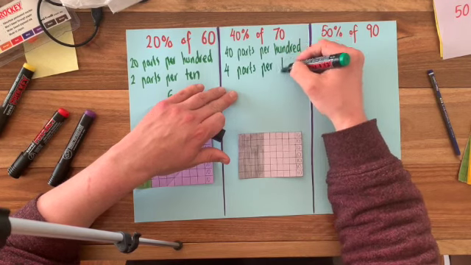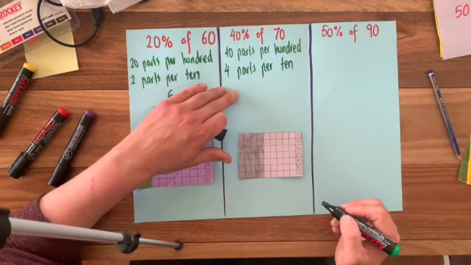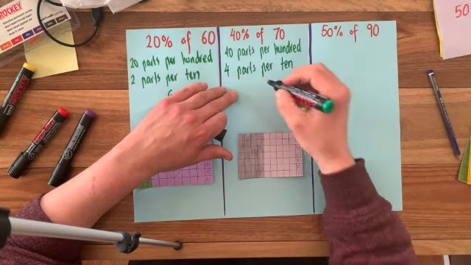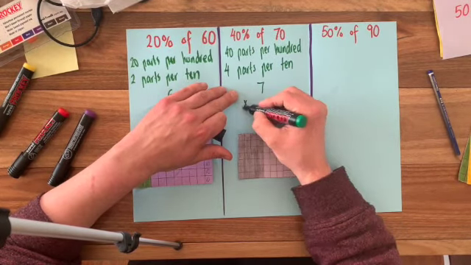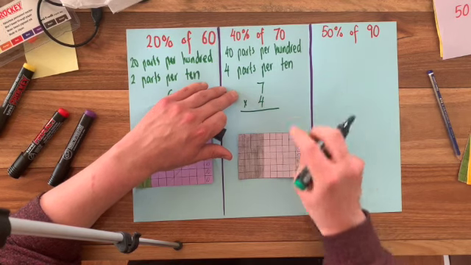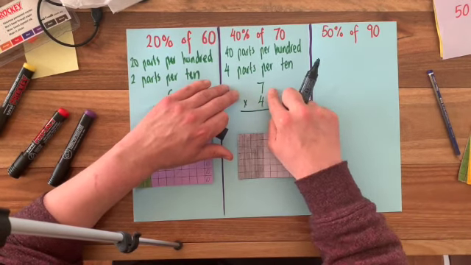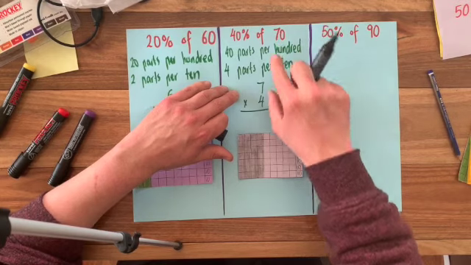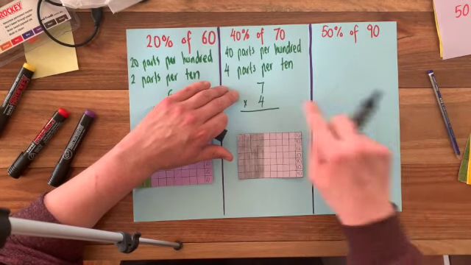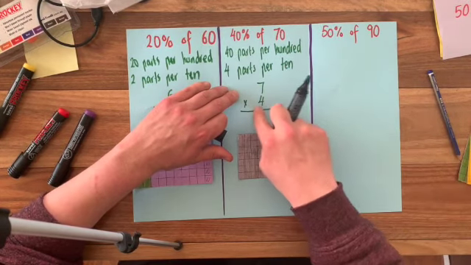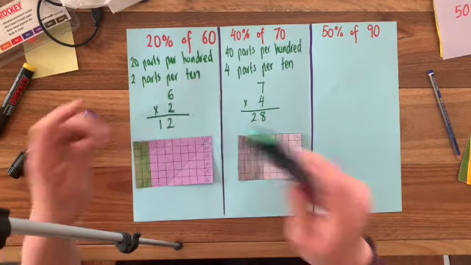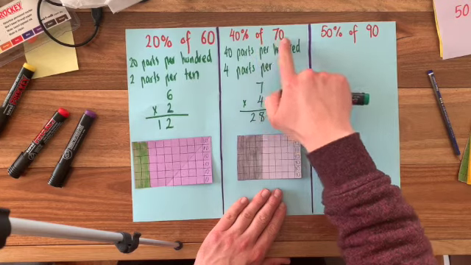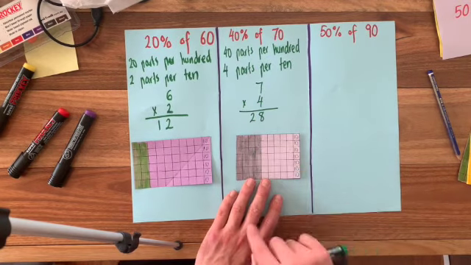per 10. How many tens do we have? We have 7 tens. And we multiply that by 4. Now you'll notice that I don't write tens. I'm actually writing how many tens I have. I have 7. 7 times 4 is 28. Now let's have a look. 40% of 70 is 28. Let's check my diagram to see.